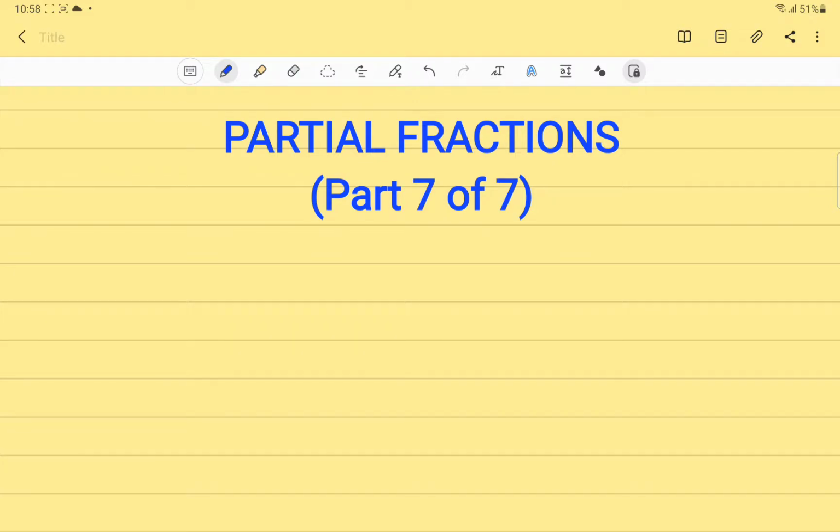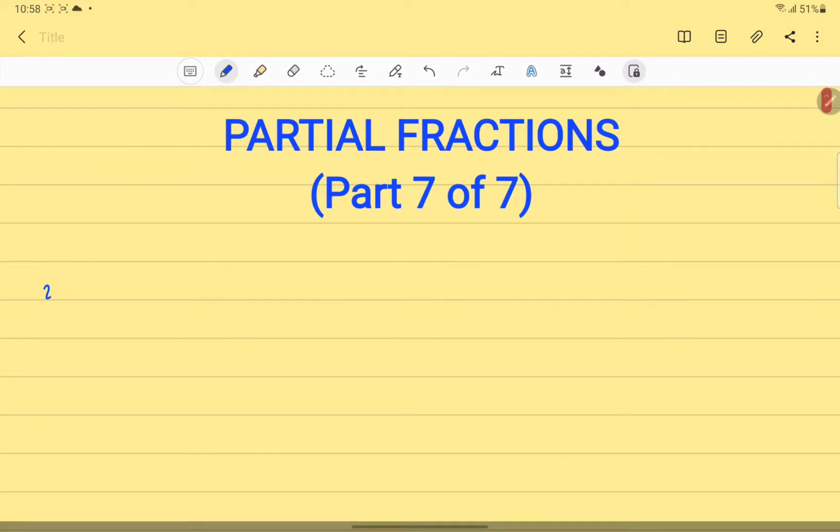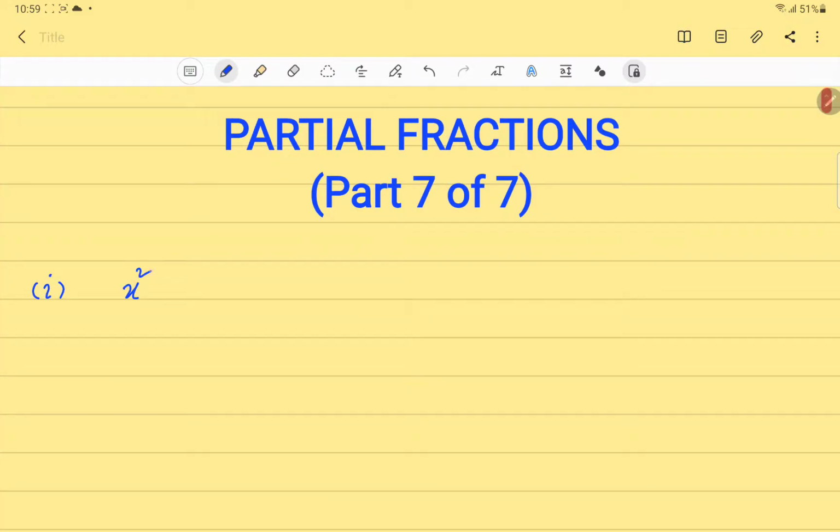The first question of this video is x squared over x minus 1 into x squared plus 1 whole square. Like always, let us check the degrees of the numerator and the denominator that x has. In the numerator it is 2 and in the denominator it is 5, which means it is a proper algebraic fraction. So we can go ahead and form the partial fractions.